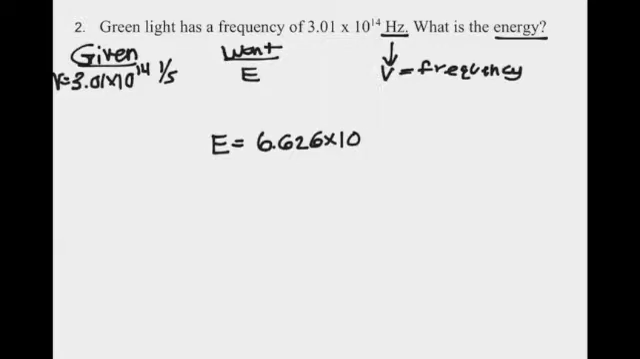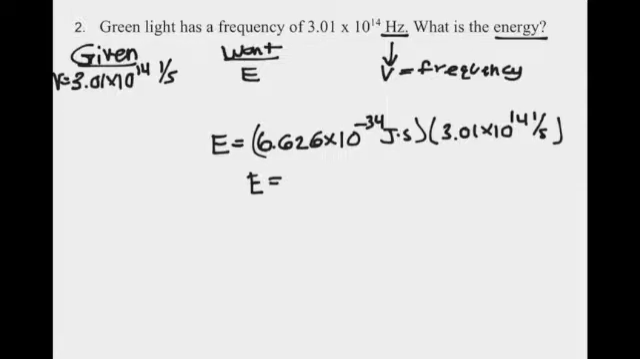So the equation is E equals hv, and the h is Planck's constant, which is 6.626 times 10 to the power of negative 34 joule seconds, times the frequency v, 3.01 times 10 to the power of 14. So we plug that in the calculator. If you do that, you'll get the energy, which is E equals 1.99 times 10 to the power of negative 19, and the unit is joules. Thank you.